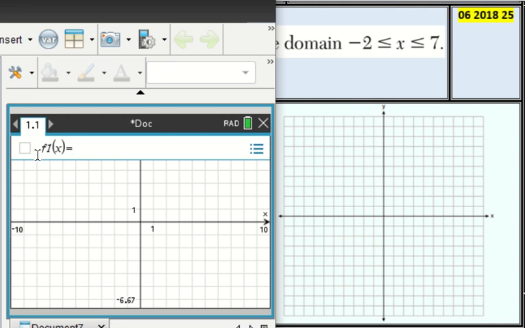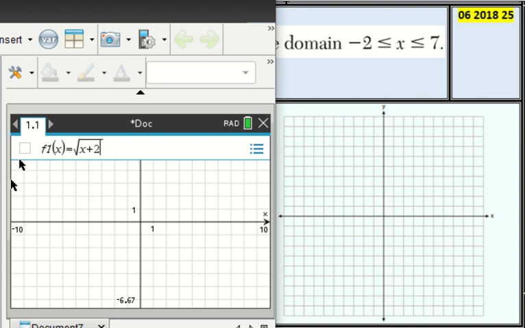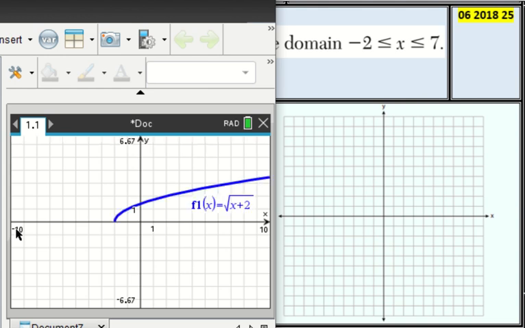And we want what's here to look exactly like what's here. So square root, control followed by the square key. That gives us square root x plus 2. And make sure everything stays under the radical. Press enter, and that's our graph.